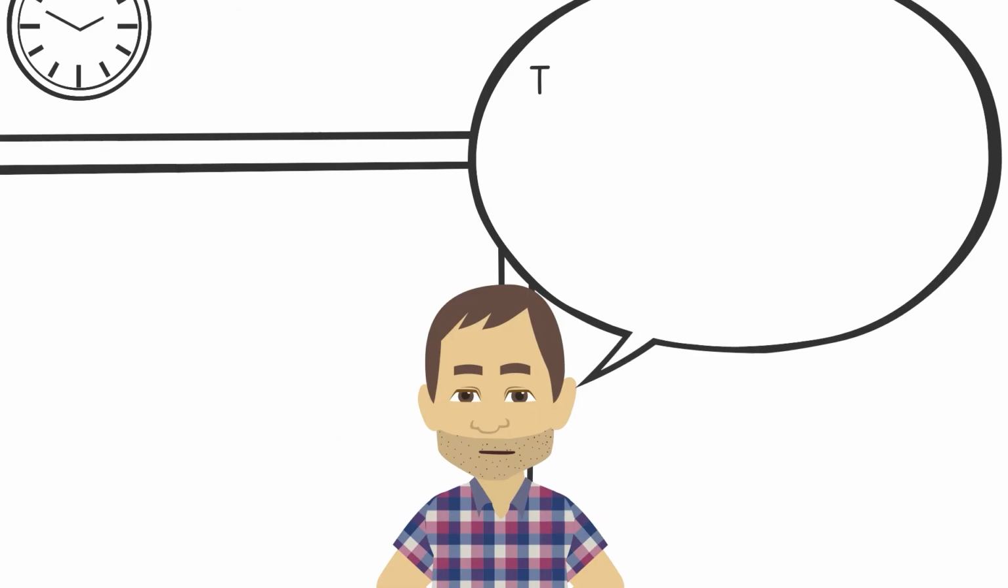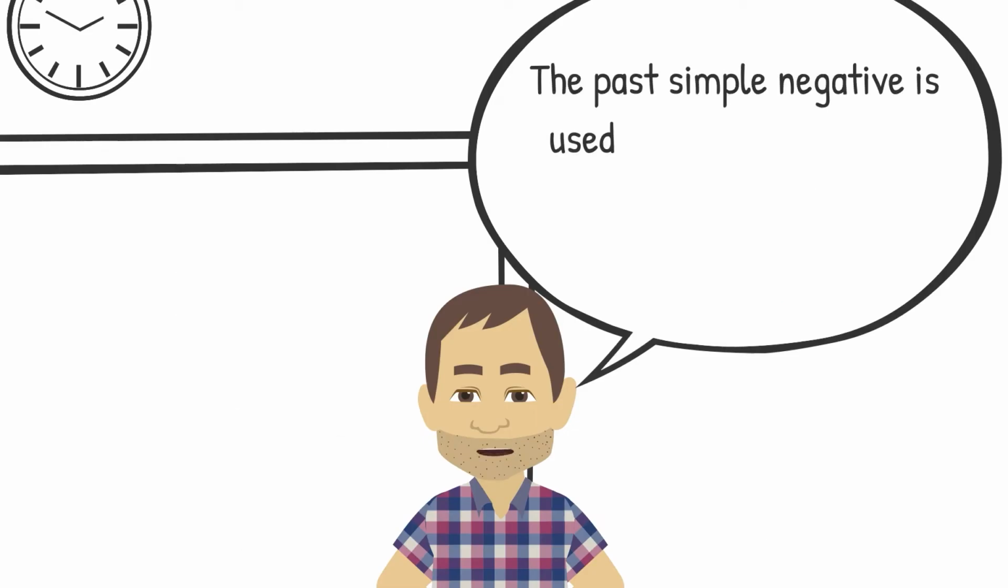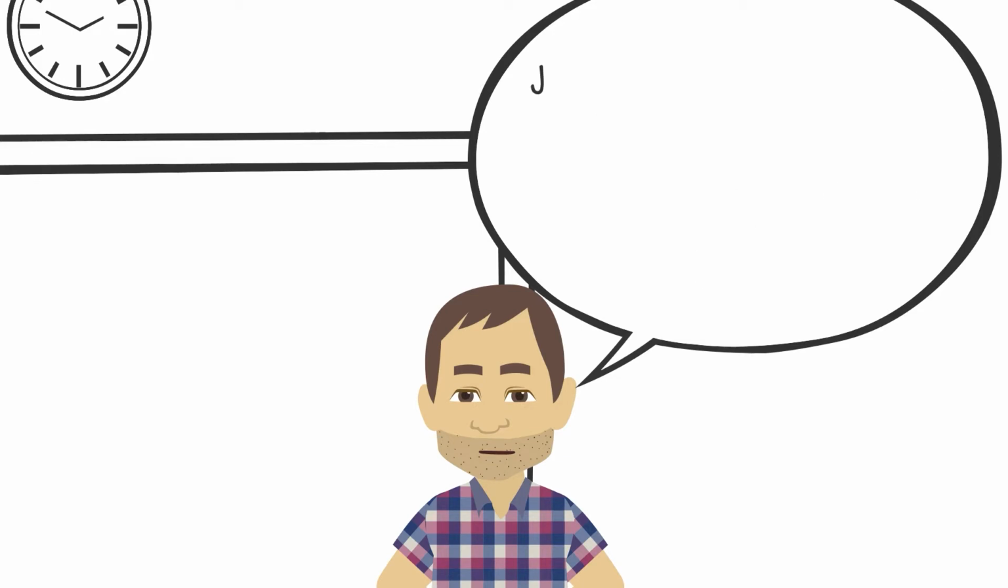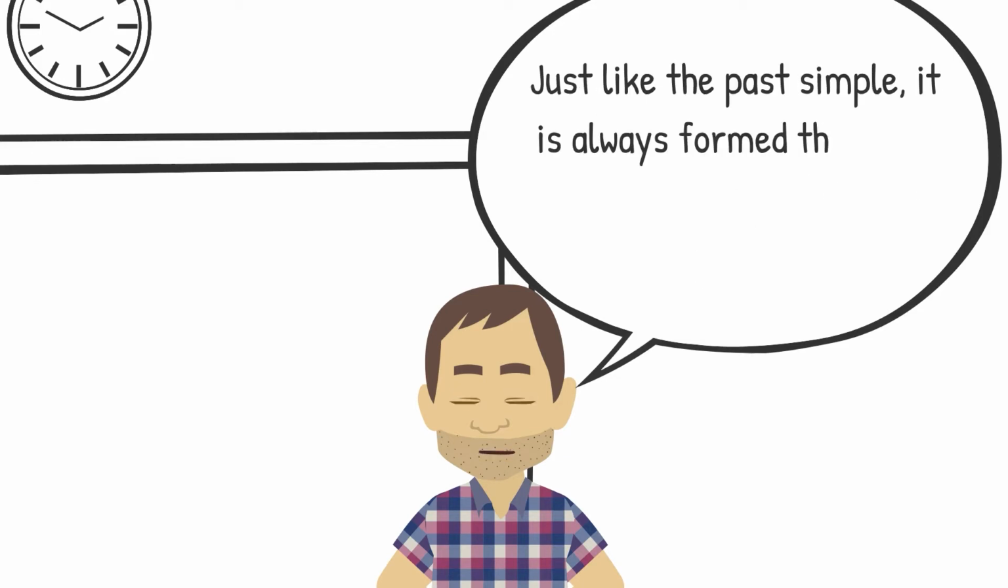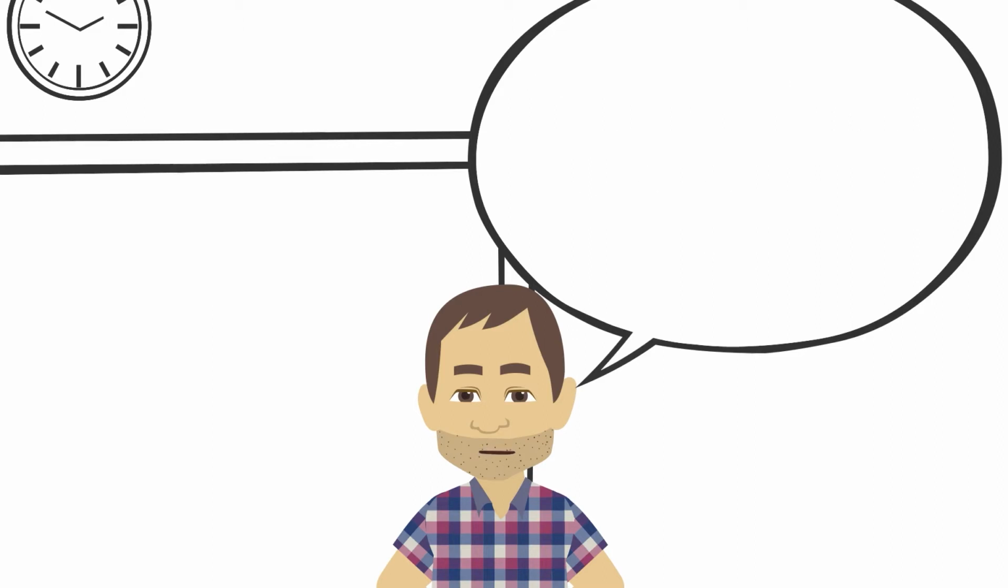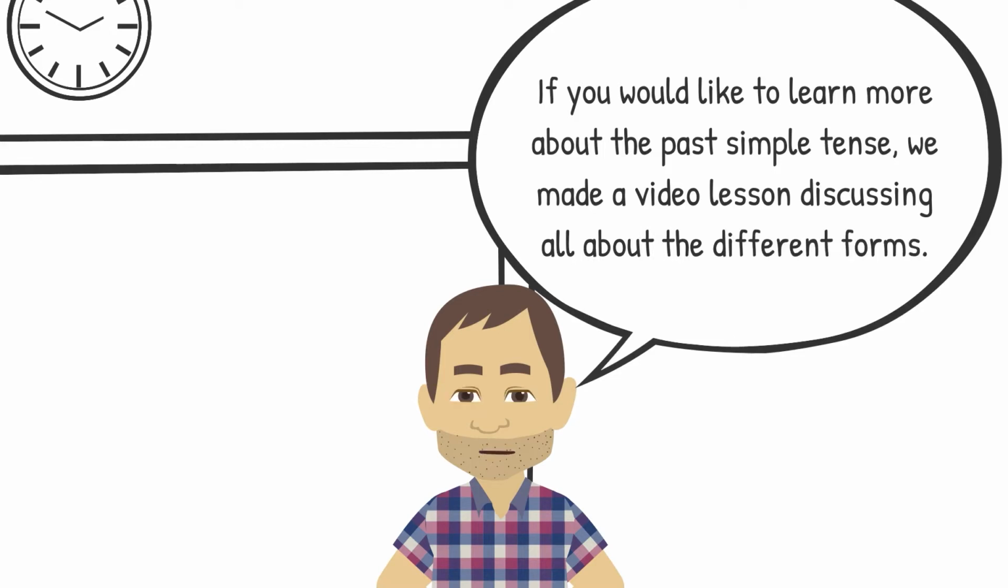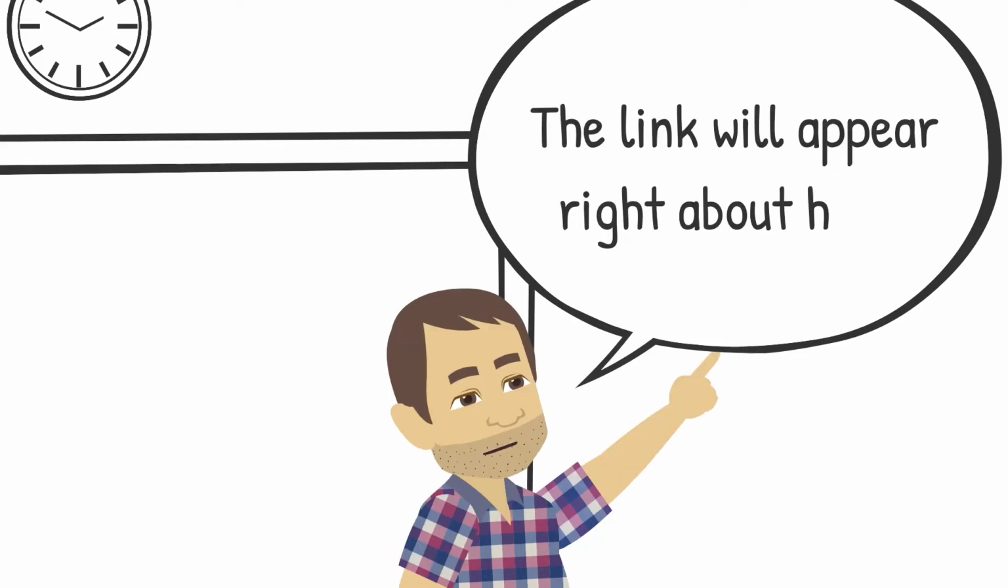Let's begin. The past simple negative is used to talk about things that didn't happen in the past. Just like the past simple, it is always formed the same way unless the main verb is be. If you would like to learn more about the past simple tense, we made a video lesson discussing all about the different forms. The link will appear right about here.